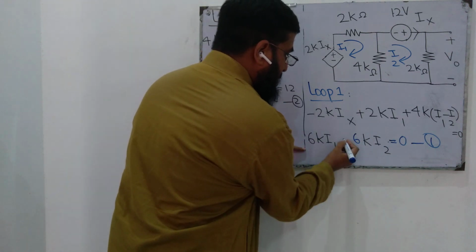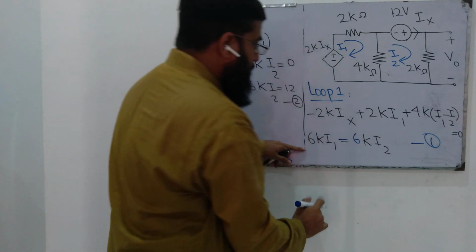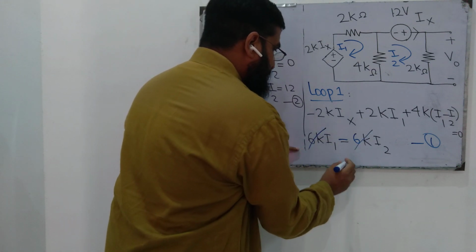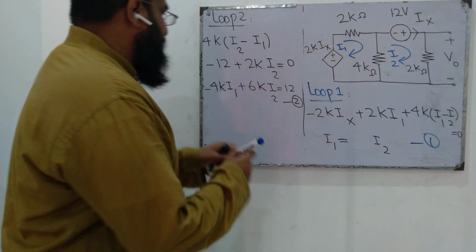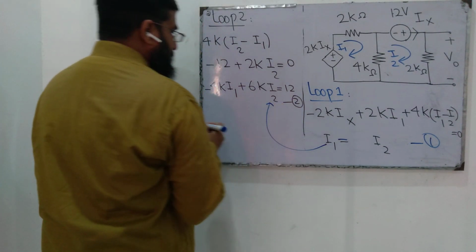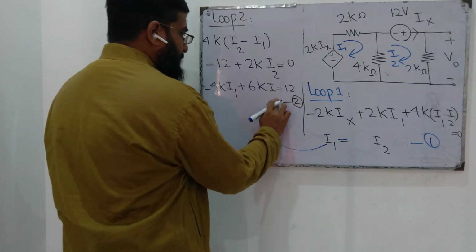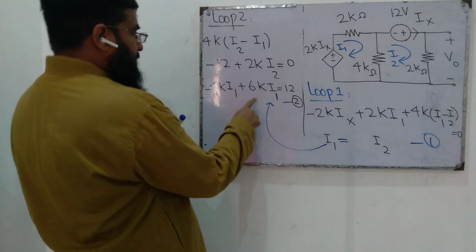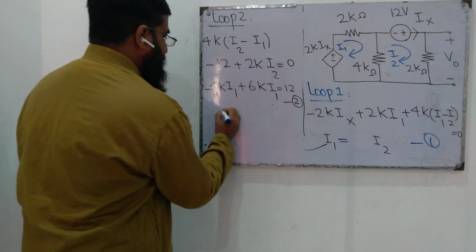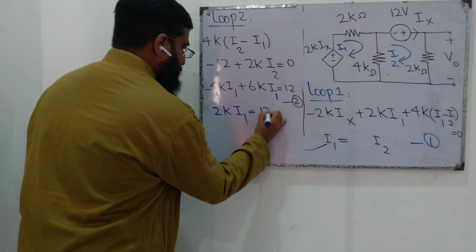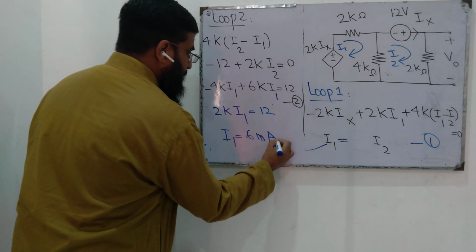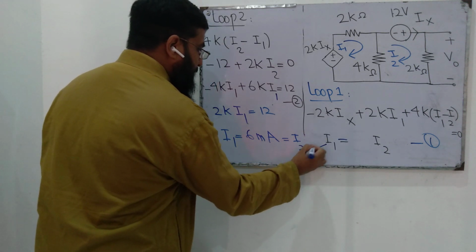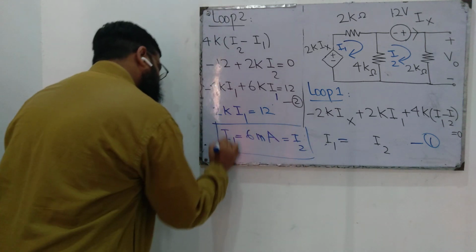In 6k I1 minus 6k I2, if we take 6k I2 to the other side of the equation, the 6k cancels with the 6k. So equation number 1 is just I1 is equal to I2. Putting I1 in place of I2 in equation 2, we have 6k minus 4k, which is 2k I1, is 12. I1 is 12 over 2k, which is 6 milliamperes. Since I1 is equal to I2, I2 is also 6 milliamperes.